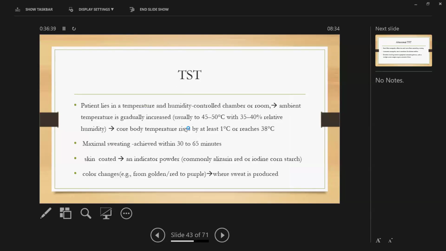There is a special room for this test, and the patient will be lying in a humidity-controlled chamber. We will increase the temperature of the room, usually to a maximum of 45 to 50 degrees Celsius. The main concept is that we must increase the body temperature by at least 1 degree Celsius, from 37 to 38 degrees Celsius. When we do this, the maximum setting will be achieved in 30 to 65 minutes.